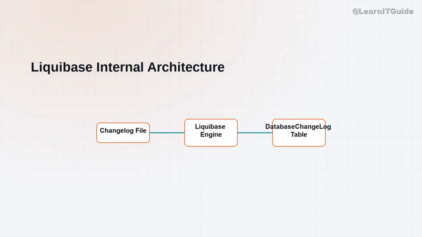So how does this work internally? Liquibase uses a central file called the changelog. When you run a command, the engine reads this file and checks a special tracking table in your database called the database changelog table. It compares what has already been run against what is defined in your file. If a change is new, it executes it and marks it as complete. This ensures every change happens exactly once.